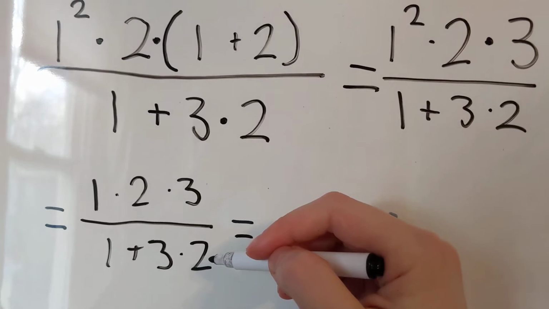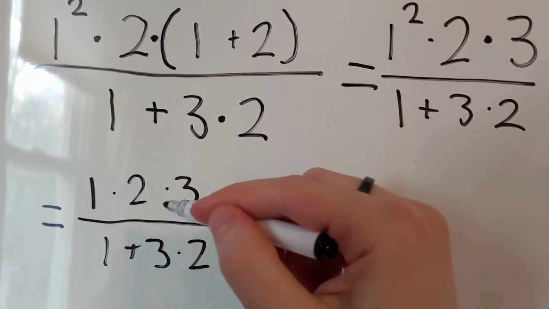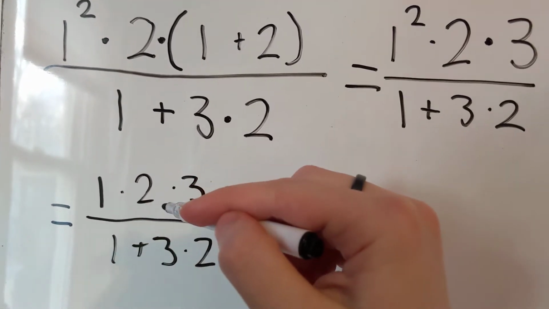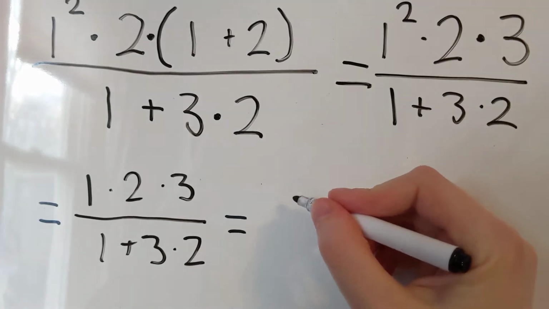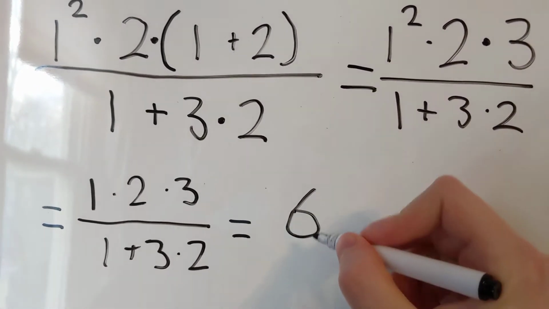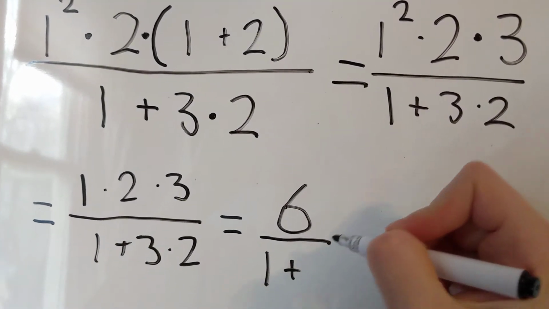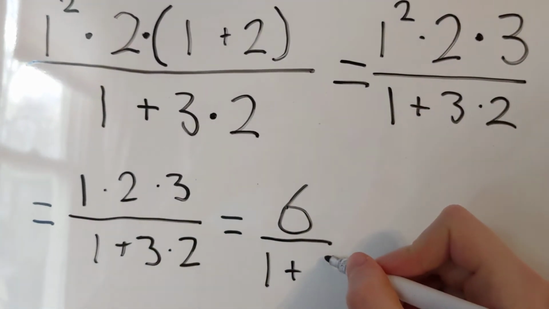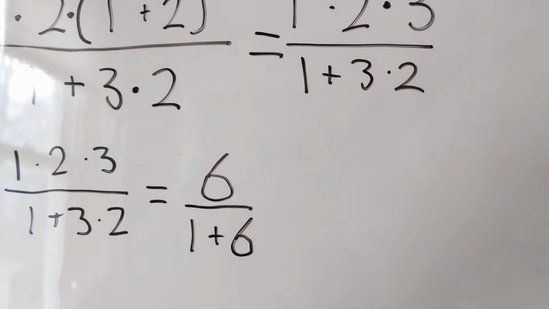After division is multiplication. We definitely do have multiplication. Up top, we have 1 times 2 times 3. So 1 times 2 is 2, and then 2 times 3 is 6. So our numerator becomes 6. Our denominator, we have 1 plus 2 times 3 is 6. So now we have 6 over 1 plus 6.